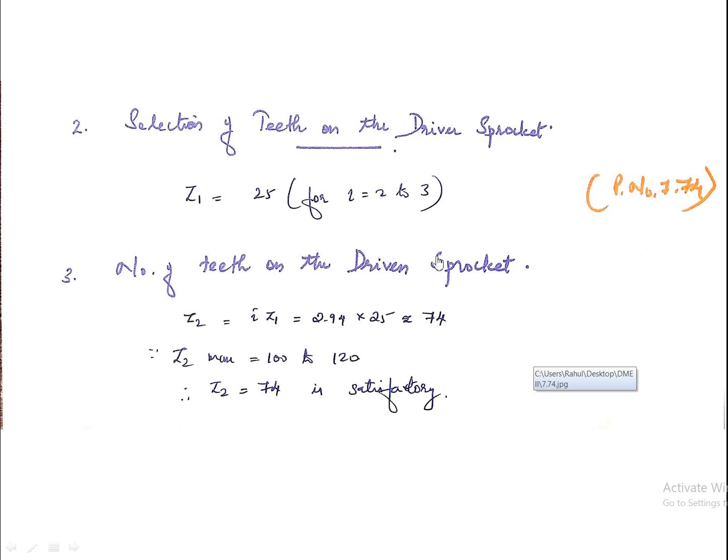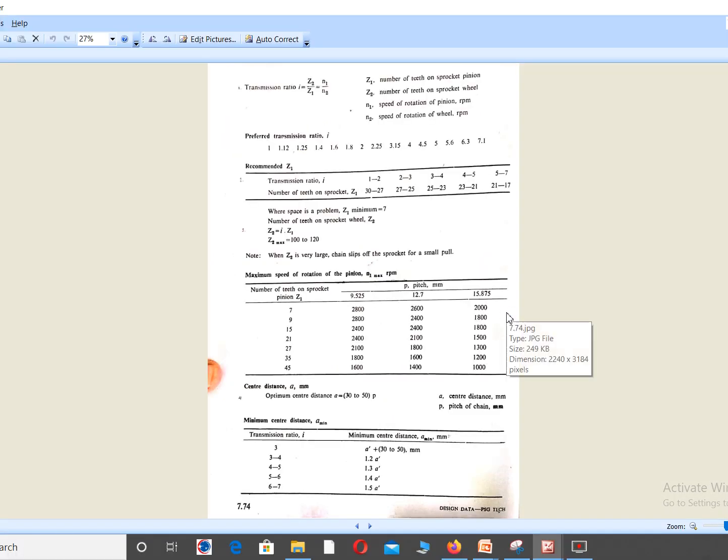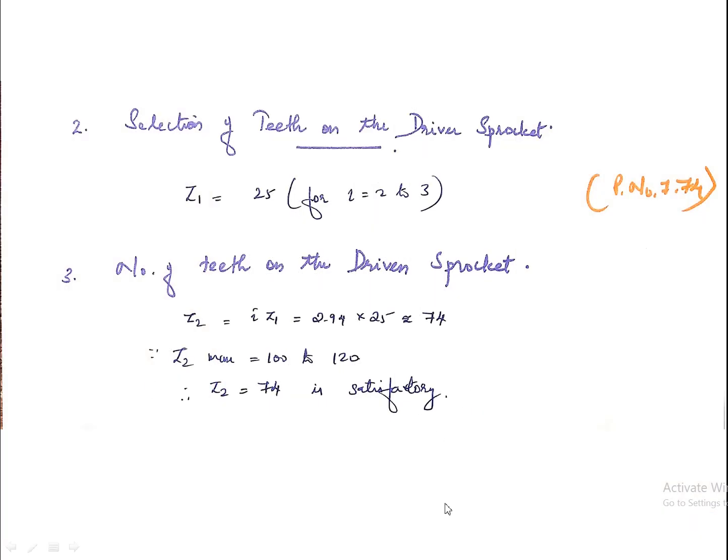Now if you take 25 as the number of teeth, Z1 as 25, then the number of teeth Z2 will be equal to I times Z1, which is nothing but 74. Now you need to check whether it exceeds the set max value or not. So let us go and check. You can see the set max value, the range should be maximum value between 100 and 120. So the value which we are getting is 74, which is less than 100, so the value is safe. So you can take that value itself. Suppose the Z2 value is satisfactory, you can continue to the next step.